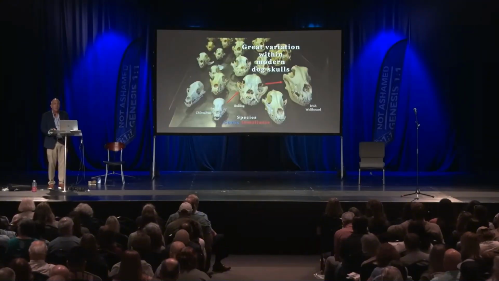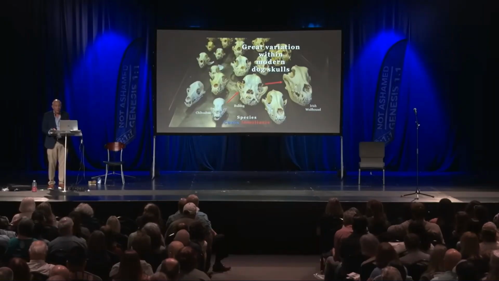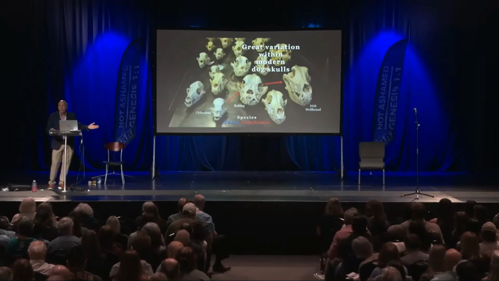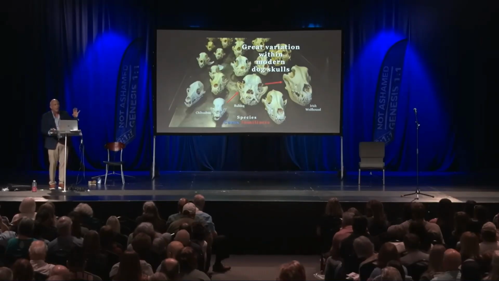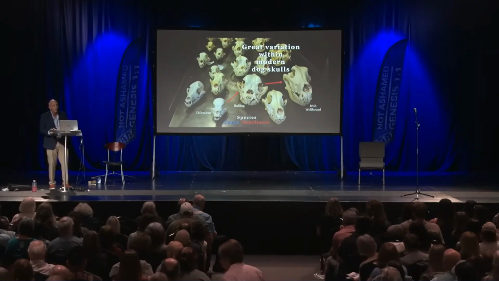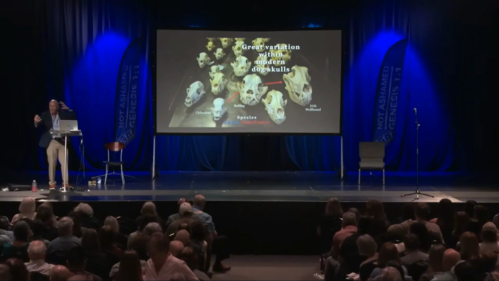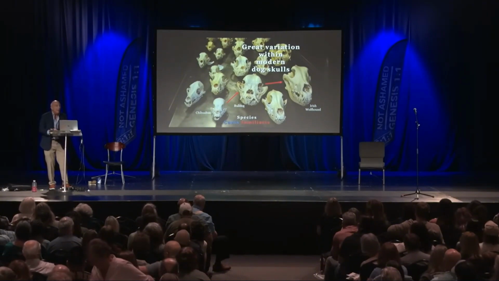First of all, I just want to show you some modern dog skulls, like a Chihuahua on the bottom left, the Bulldog, the Irish Wolfhound. If you'll notice, these are all the same species, Canis familiaris, they're all dogs, but look how different their teeth are. Look how different their skull shapes are. Look how different the proportionality of their skulls, wide, tall, et cetera. They look like different animals.